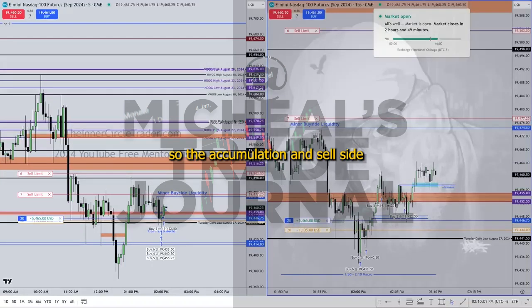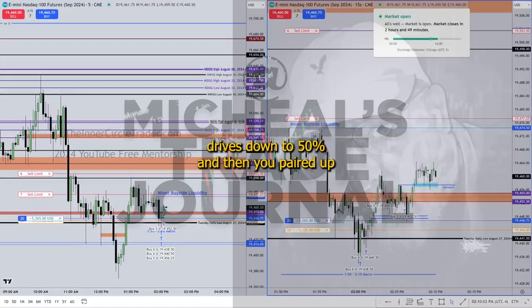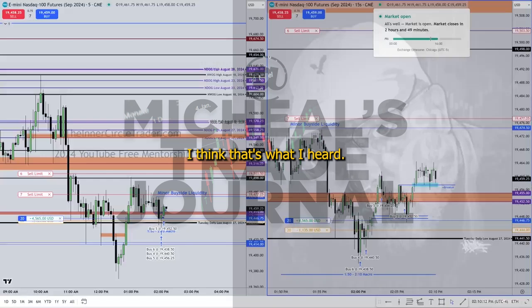So the reaccumulation and sell side drives down to 50%, and then you pair it up with another PD array, and you take it on the reversal. I think that's what I heard.